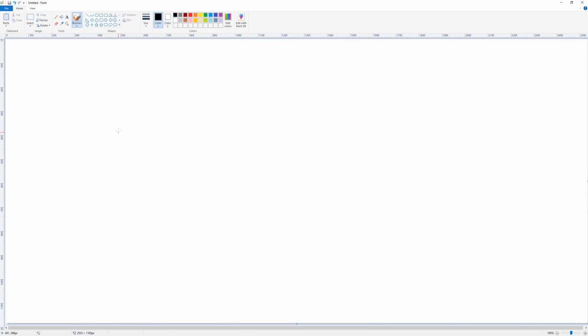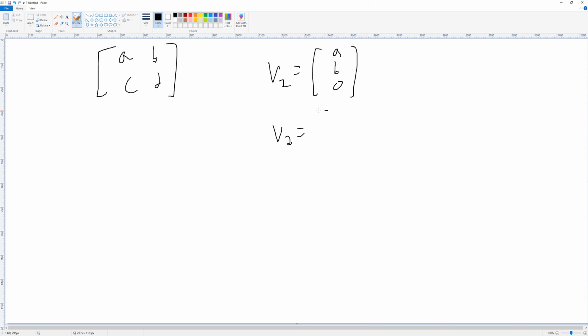From the last question, remember that I said the magnitude of the cross product is the same as the area of the parallelogram, which is the same as this determinant of A, B, C, D. Let's let our vector v1 equal A, B, 0, and our vector v2 equal C, D, 0. I'm just saying these two vectors lie in the plane. It's the exact same setup as the previous question with the parallelogram, but now there's a z component, and that z component is 0.